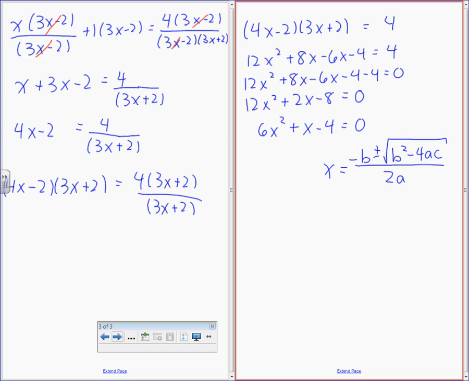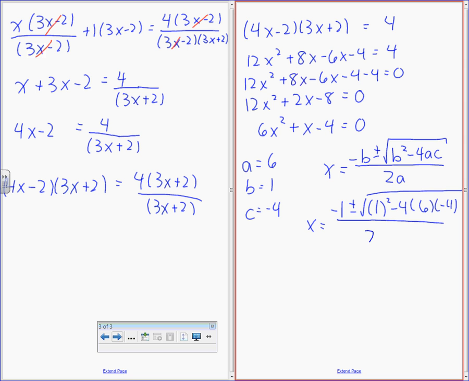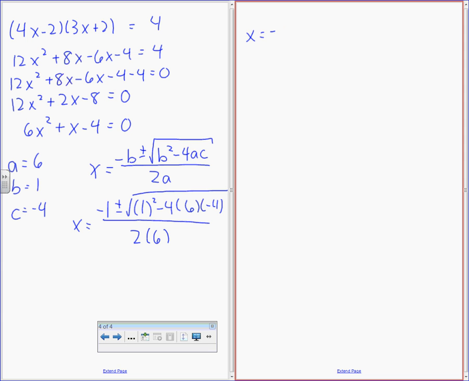All right, Austin, can you tell me what A is and what B is and what C is, please? A is 6, B is 1, and C is -4. Great. So those are just going to be the coefficients. I'm going to plug this in, so that turns into -1 plus or minus the square root of 1 squared minus 4 times 6 times -4, all over 2 times 6. So x equals -1 plus or minus the square root of 1 plus, what was it, 96?